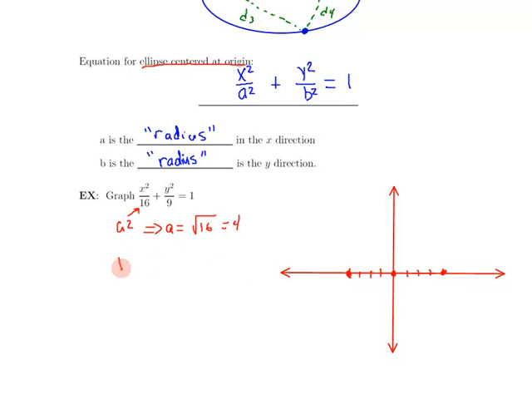B squared is 9, so that means b is the square root of 9, or 3. So I'm going to go up 3 and down 3. And then I'm going to connect that with my oval, or ellipse shape. That is the graph of that ellipse. So all you have to do is find the a and the b by taking the square root of the numbers underneath the x squared and the y squared. The a direction is the x direction, the b is the y direction.